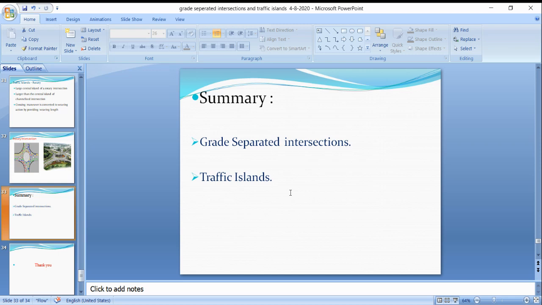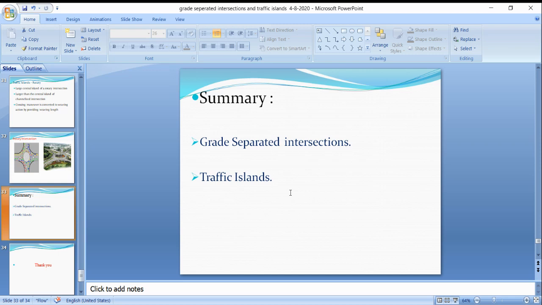Next comes the clover leaf junctions. In the clover leaf junctions, when two high speed roads are to be crossed and the traffic is more than 5,000 per hour, only then will we go for the clover leaf junctions. In this we will have fewer accidents, and we make the vehicles go on the left hand side only, and no signals are there in the cloverleaf junctions.